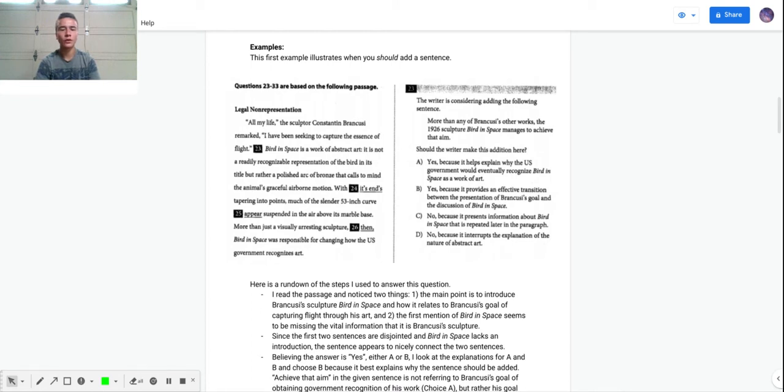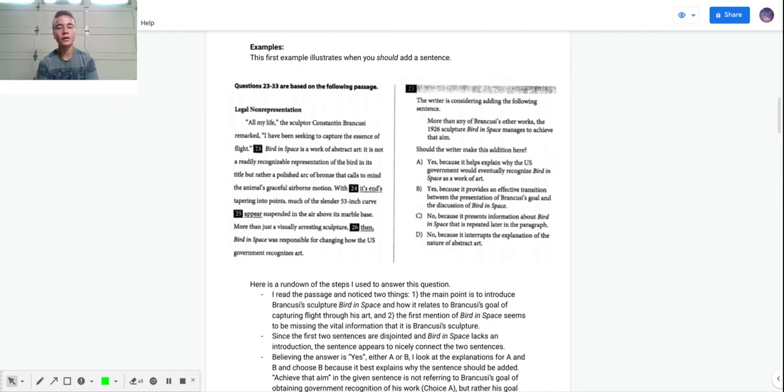All right. So I'm reading this paragraph and I see that the main purpose of it is to describe the sculptor Constantine Brancusi and Bird in Space, which we can assume to be a sculpture of his. Right now we'll look at the location of the question. So 23 right here is in between the first two sentences. So really, I only need to focus on those two.